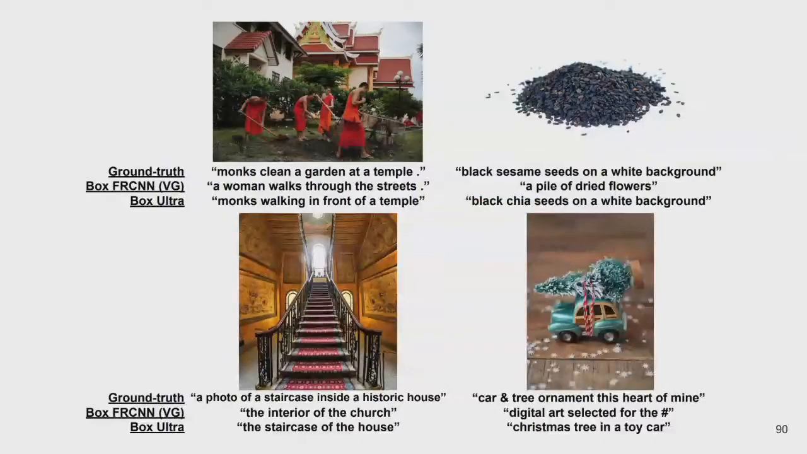All right, let's look at some examples. I just show the boxes to illustrate how superior the features are. Monks walking in front of the temple. Well, not really walking, they're cleaning, but at least you get monks and a temple. Sheer seats, I don't know about you, but I myself cannot differentiate between sesame seats and sheer seats. I guess I need a little bit more training. In this case, you get staircase, which is nice, and the Christmas tree and toy car relationship is not right, but it's not a general thing like digital art selected for the shape.